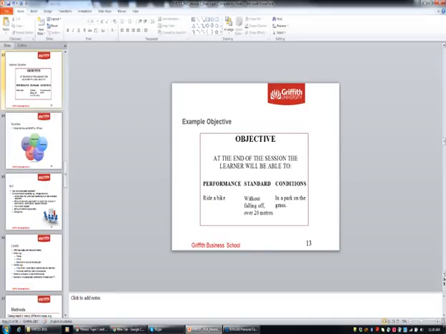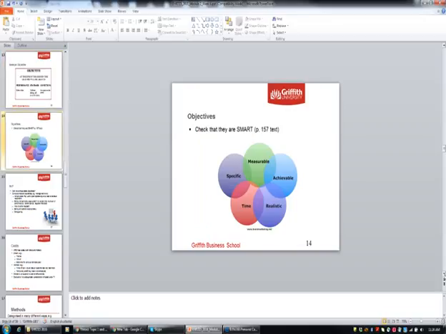So this is a straightforward example if you were teaching basically a physical activity. At the end of the session, the learner will be able to ride a bike without falling off 20 metres in a park on the grass. Okay, performance, standard, conditions. You can probably measure that very easily. And you can see that those objectives are SMART. They're specific, measurable, presumably achievable if the person is capable of riding a bike or learning the skill, realistic, and timed. There's a time frame there.